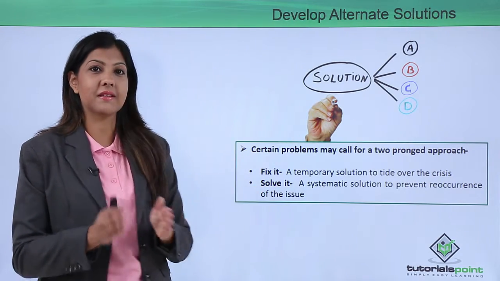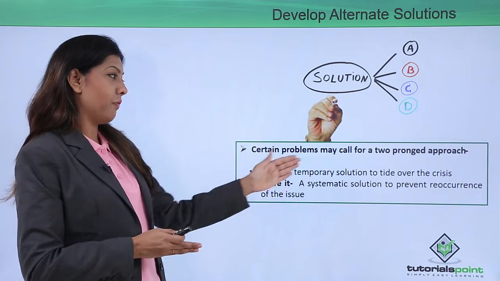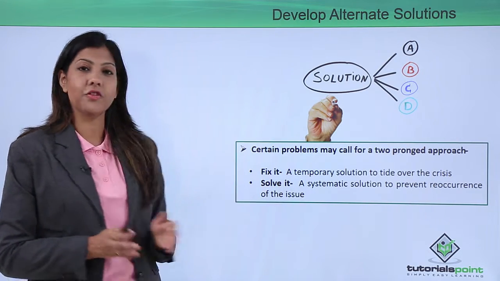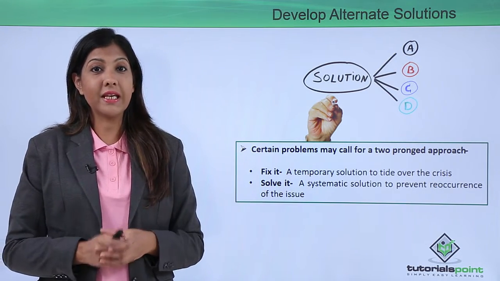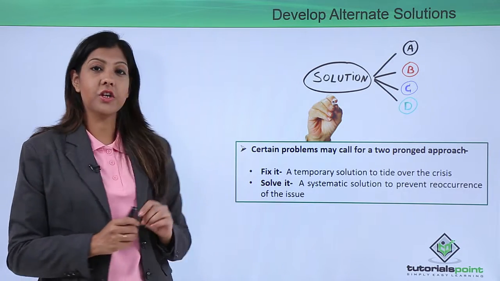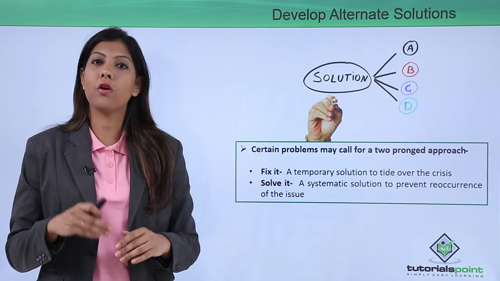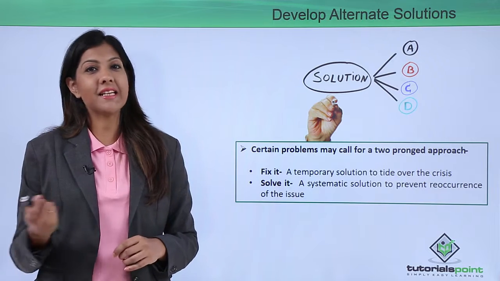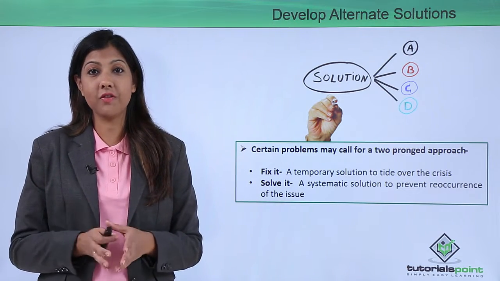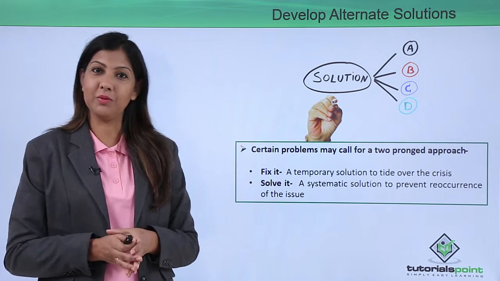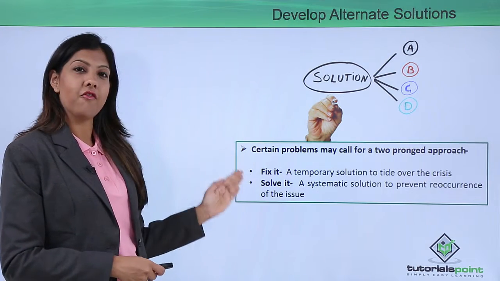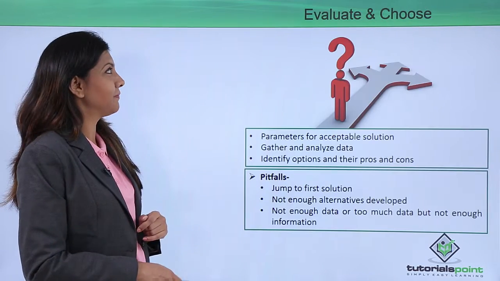Well, solve it means a systematic way of trying to prevent recurrence of the issue. So what you're really doing in the second option, which is solve it, you're trying to get into the root of the problem, trying to eradicate the root of the problem so as to give a solution to that particular problem. So these are the two approaches, fix it and solve it.